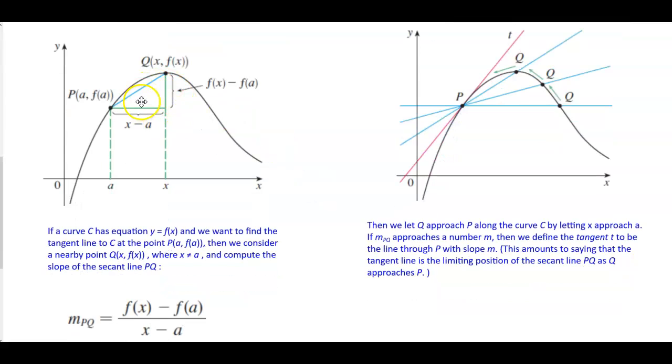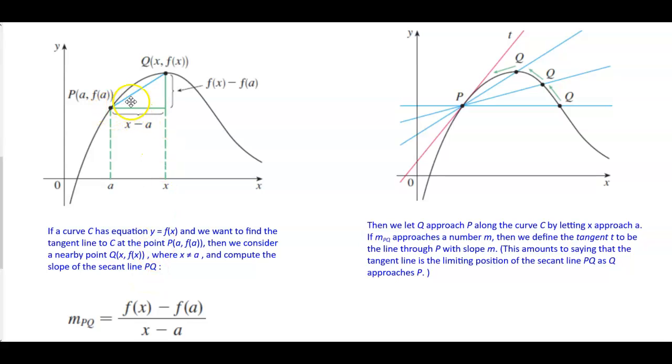Okay, so let's take a look at this graph here. Here we have a curve. So if we have a curve called C, and we have 2 points on this curve. If a curve C has an equation y equals f of x, and we want to find the tangent line to that curve at the point P, which has an x-coordinate of a and a y-coordinate of f of a, then we'll consider a nearby point Q that has x-coordinate x and y-coordinate f of x, where x does not equal a, and then compute the slope of the secant line PQ.